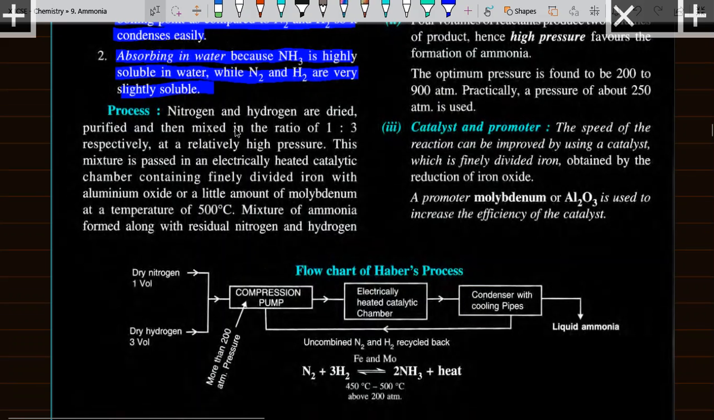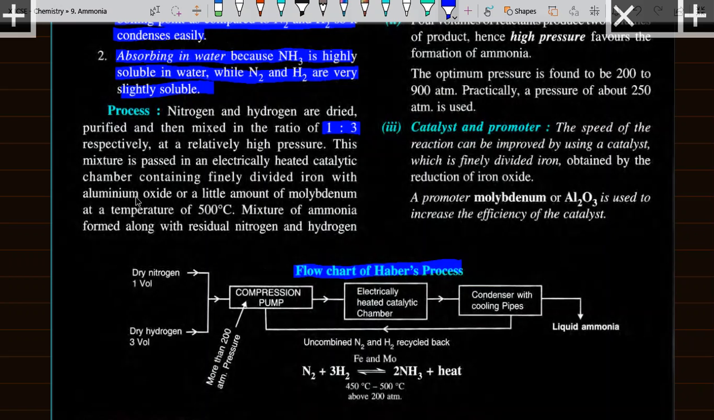प्रोसेस में क्या होता है देखो, नाइट्रोजन एंड हाइड्रोजन, यहाँ पे नीचे फ्लो चार्ट भी दिया है बहुत अच्छे से, ये भी अगर देख लोगे जब मैं पढ़ रहा हूं तो तुम्हें समझ में आ जाएगा. Nitrogen and hydrogen are dried and purified and then mixed in the ratio of 1:3 respectively at a relatively high pressure. This mixture is passed in an electrically heated catalytic chamber. ठीक है, इसको पहले हाई प्रेशर से कंप्रेस करके कैटालिटिक चेम्बर में भेजते हैं.